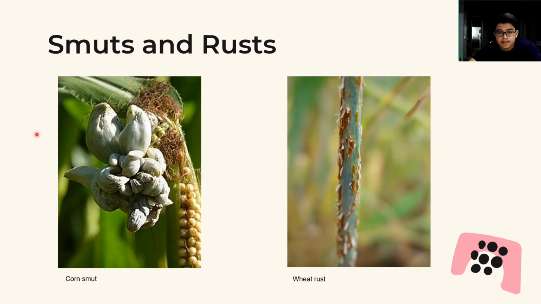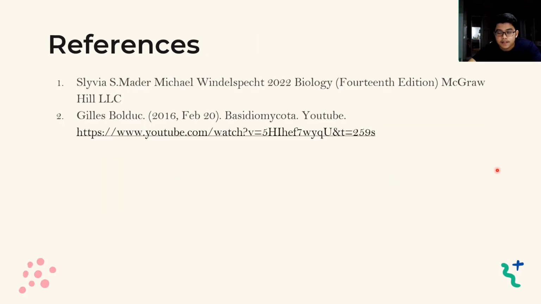This is an example of smuts and rust. The white thing in the picture is the smut, and in the next picture we can see a single strand of wheat, and the orange thing is the rust. That is all for my Basidiomycota slides, and these are the references for my slides.